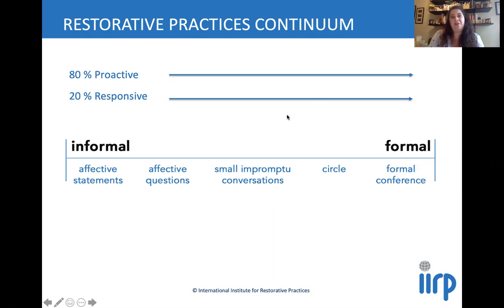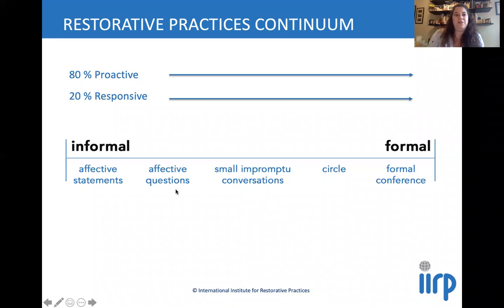You'll also note on the slide, we often talk about the continuum being 80% proactive and 20% responsive. So 80% of our interaction should be community building, opportunities for us to build social capital, so that when things go wrong, we've already established that social capital and we can work together to repair that harm. So this is that 20% responsive that we will focus on.